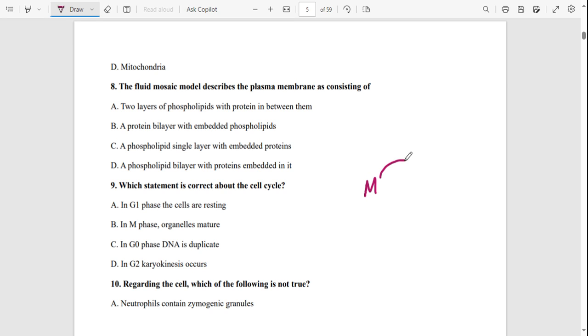The M phase is going to go to G1. G1 is going to go to the S phase. The S phase is going to go to G2, and then from G2 we are going to go back to M.